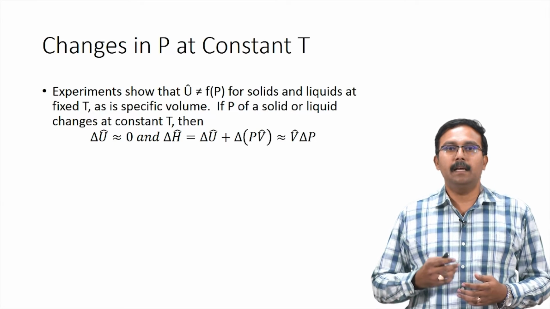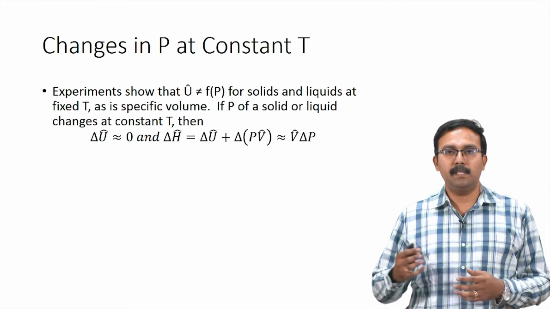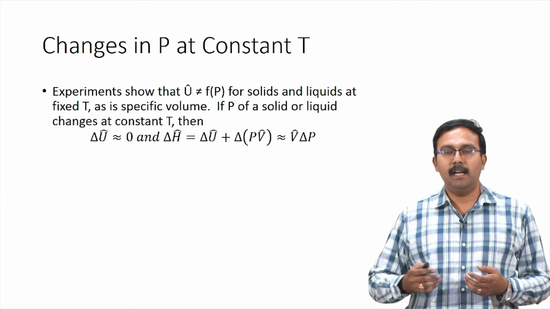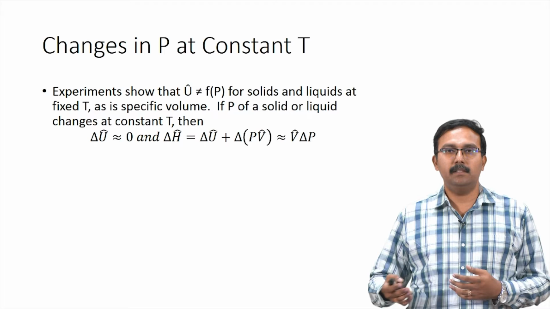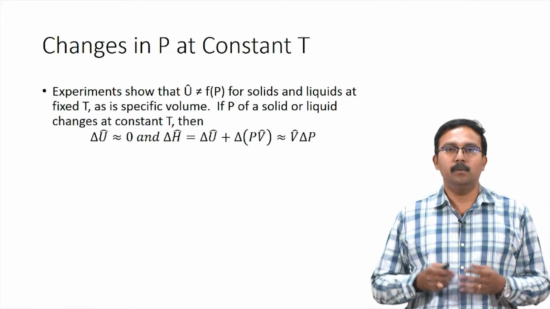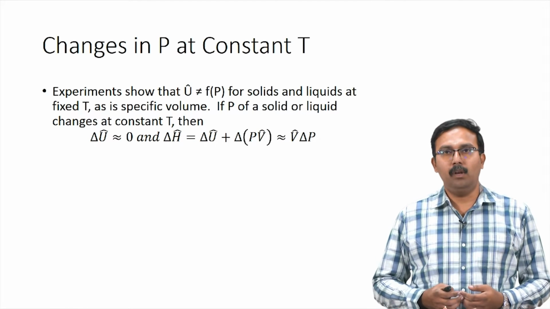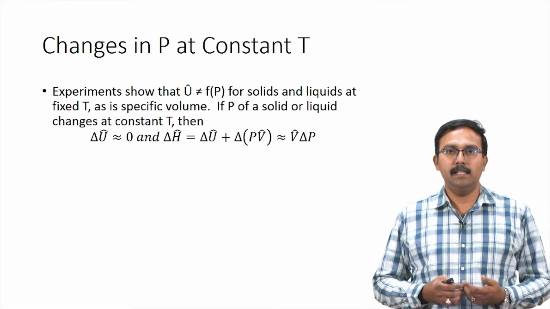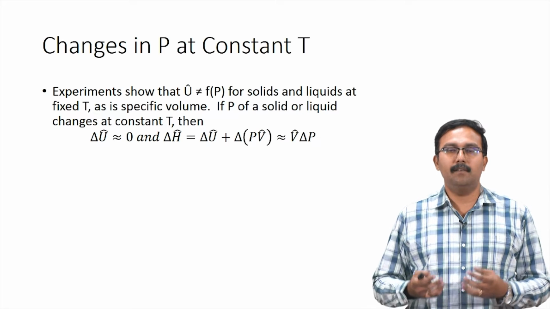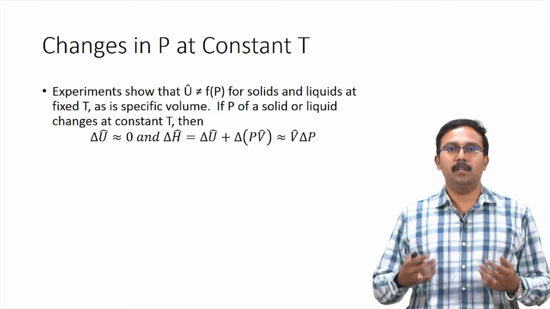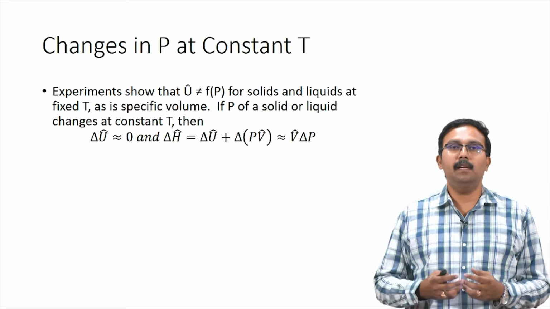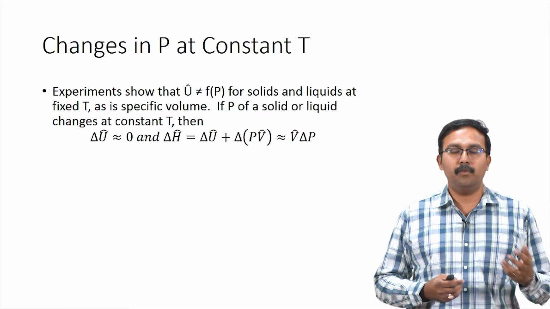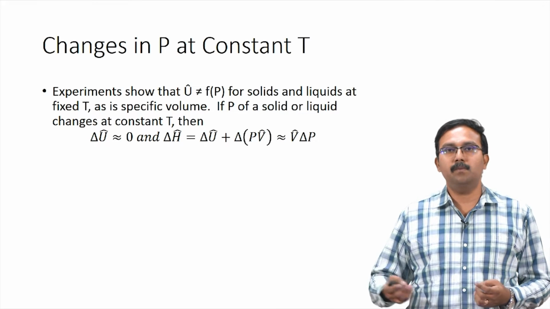You also have the change in specific enthalpy, which is the change in internal energy plus delta of P V cap. This can be simplified to V cap delta P. This value is usually very small because the V cap value for solids and liquids is small. V cap being the inverse of density, and solids and liquids having high densities, the value for V cap would be very small. So, the term would be of significance only when the pressure changes are very high. You can tend to ignore it even for solids and liquids for pressure changes which are very small.